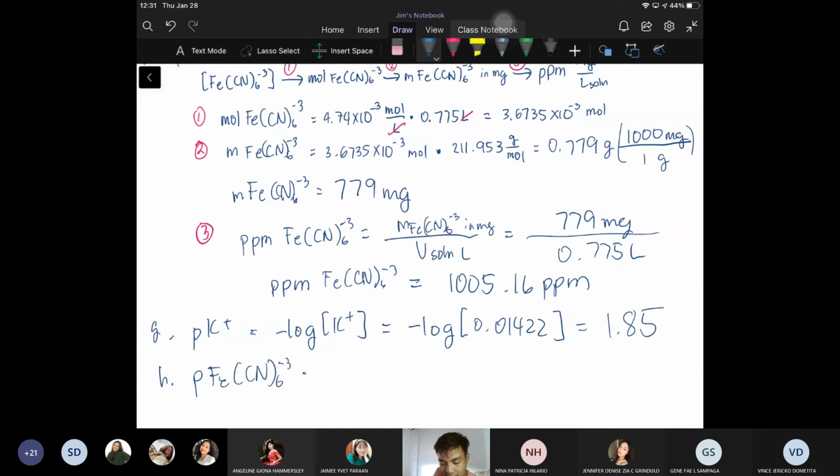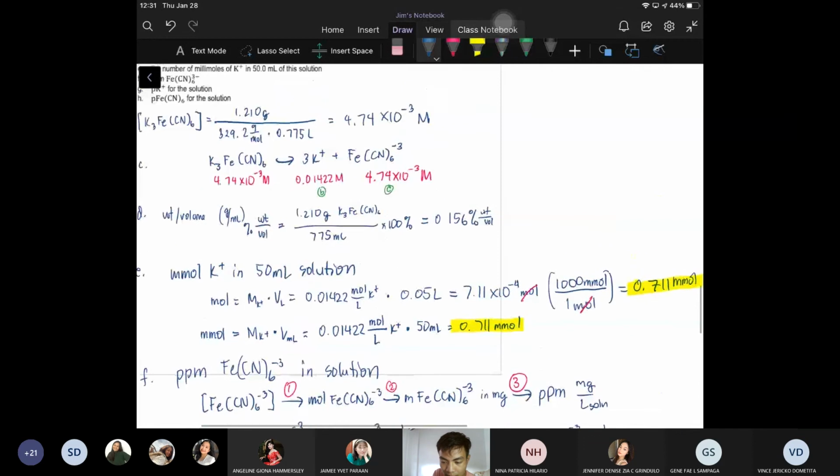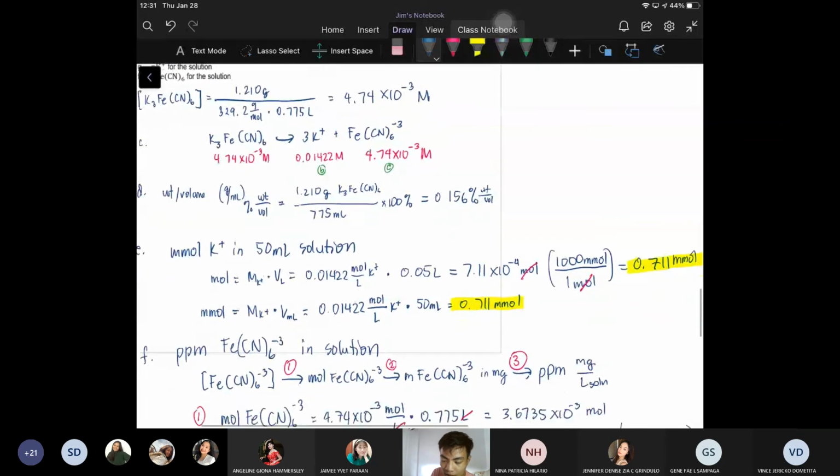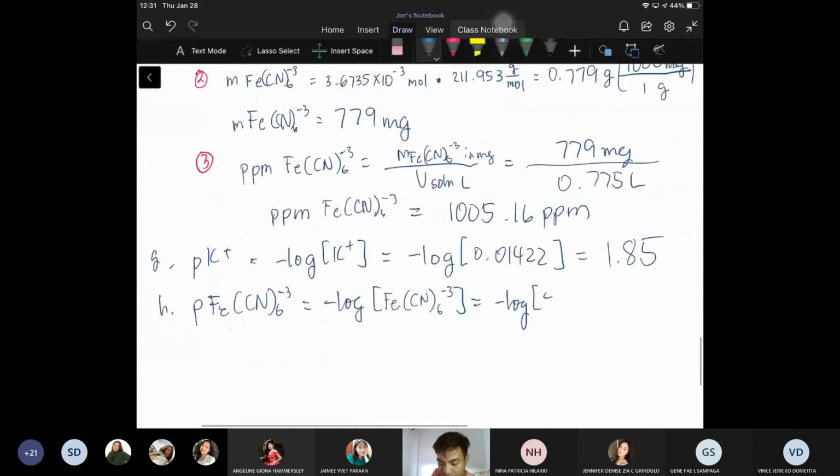Lastly, thank you Lord, pFeCN6. So, that's negative log of the concentration of FeCN6. So, that's negative log. Ano yung concentration niya? Sabi sa problem, 4.74 times 10 raised to negative 3. So, plug in sa calcu.